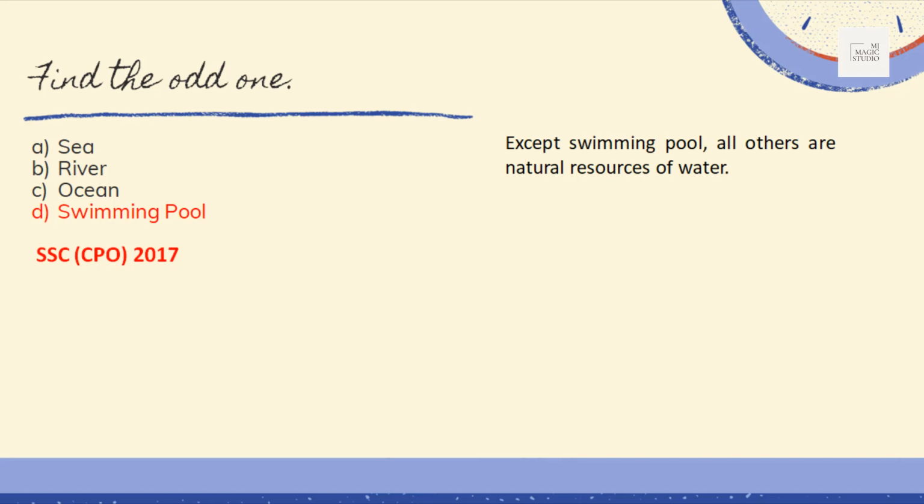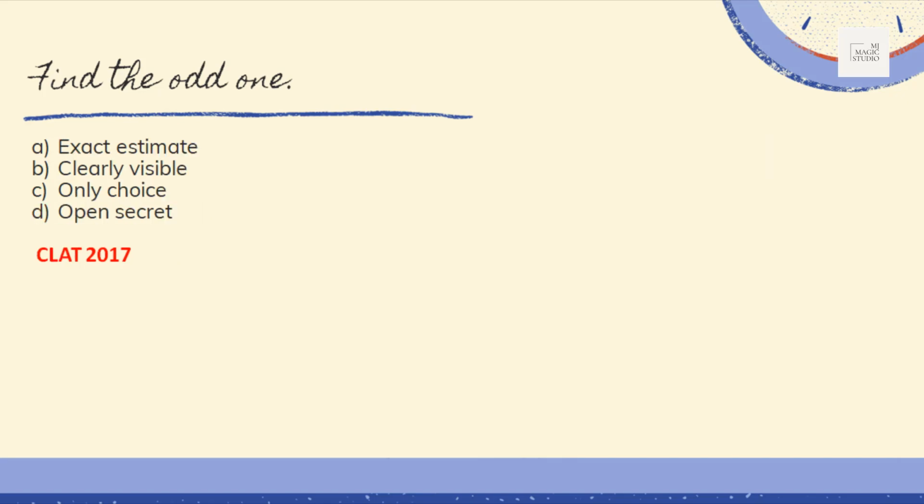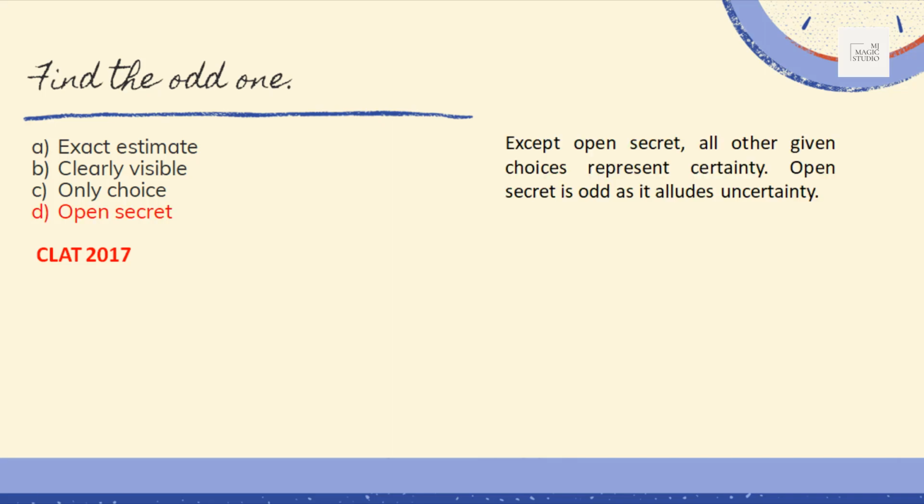Except swimming pool, all others are natural resources of water. Swimming pool is man-made. So I'll go with Meghala. Okay, correct answer is D, open secret, because except open secret, all other given choices represent certainty.